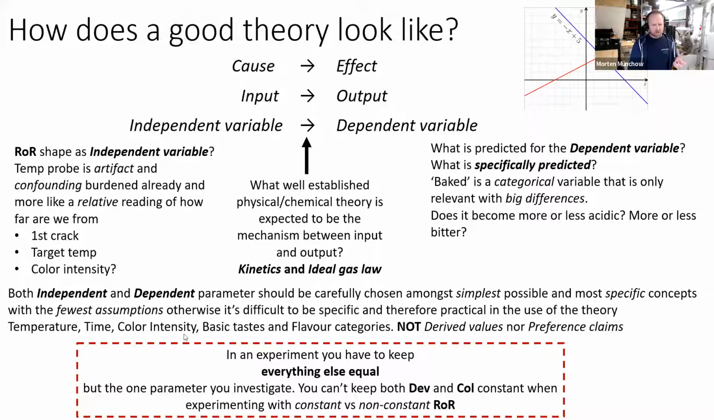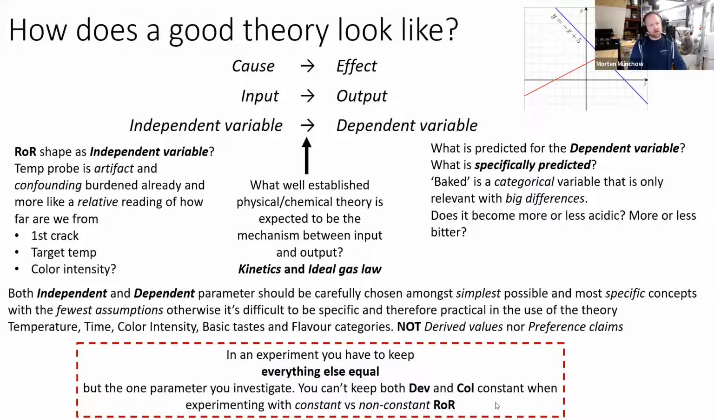Temperature, time, color intensity, basic taste, flavor categories. Those are examples of something that is good to use as input-output in a theory, not derived values nor preference claims. And then the everything-else-equal principle I already mentioned earlier. If you make an experiment, you can only change one thing at a time. And you can't keep both development time and color constant when experimenting with constant versus non-constant rate of rise.